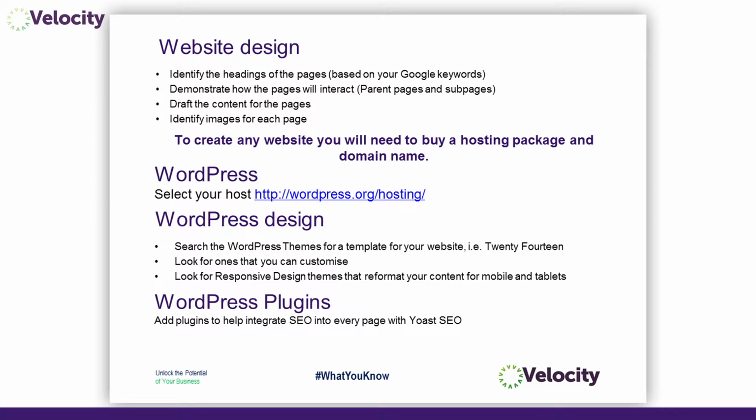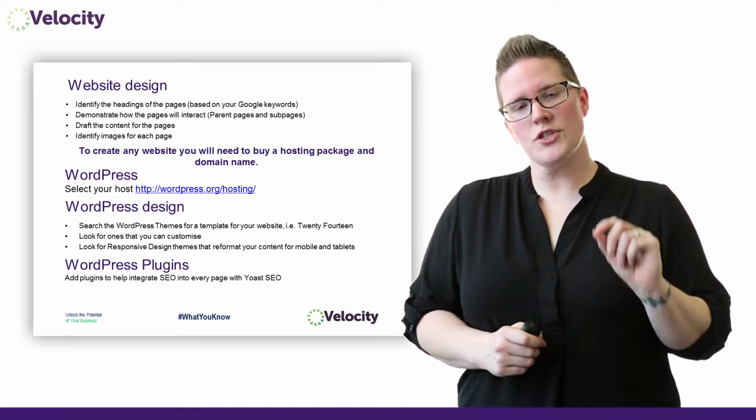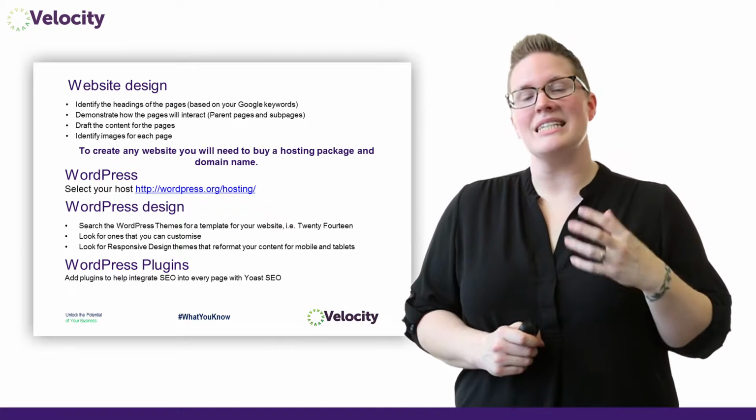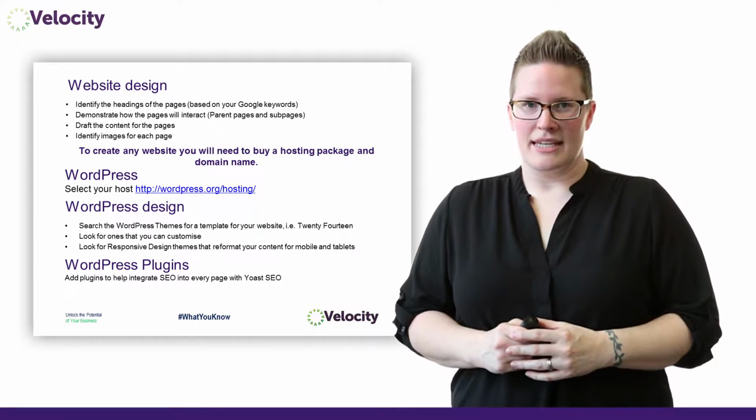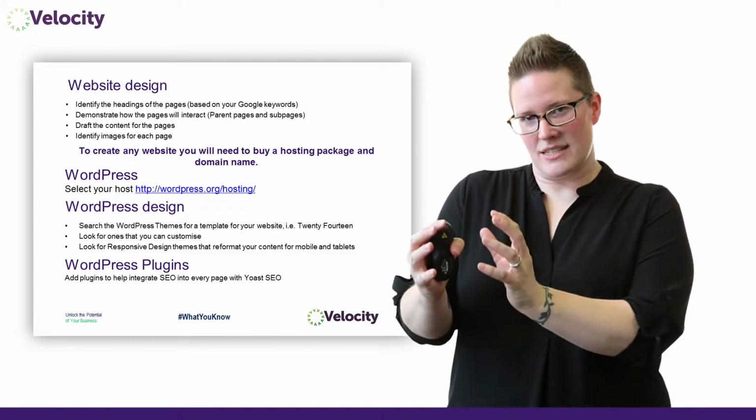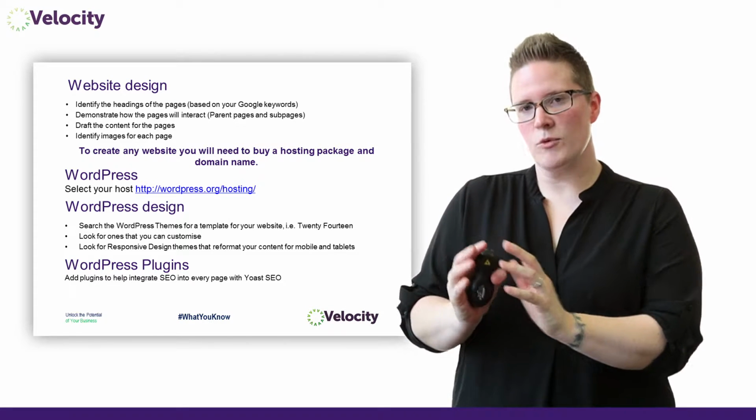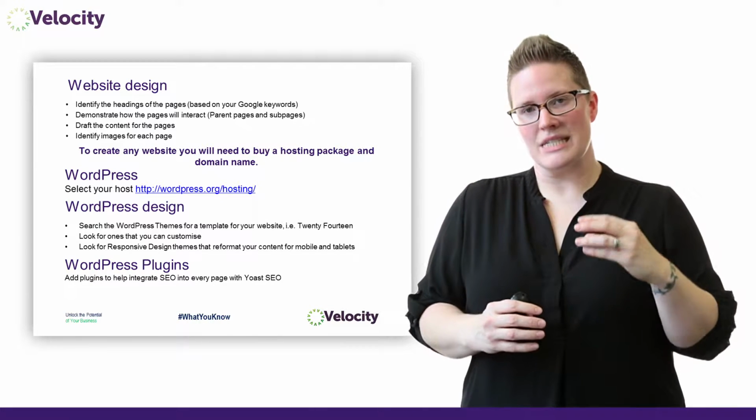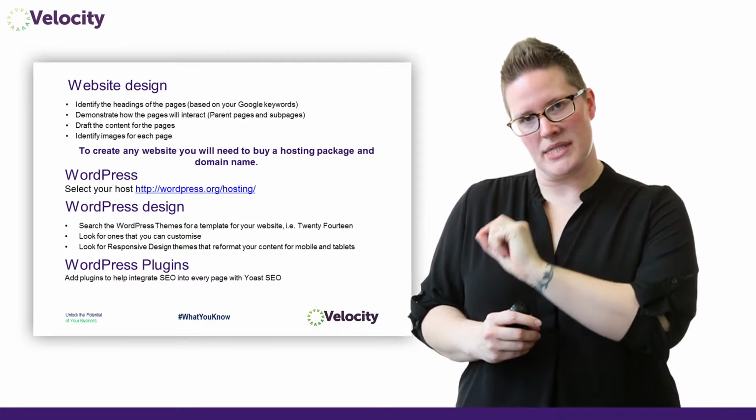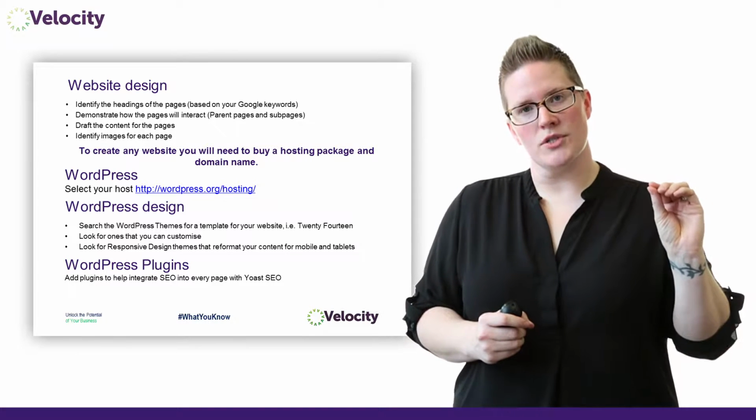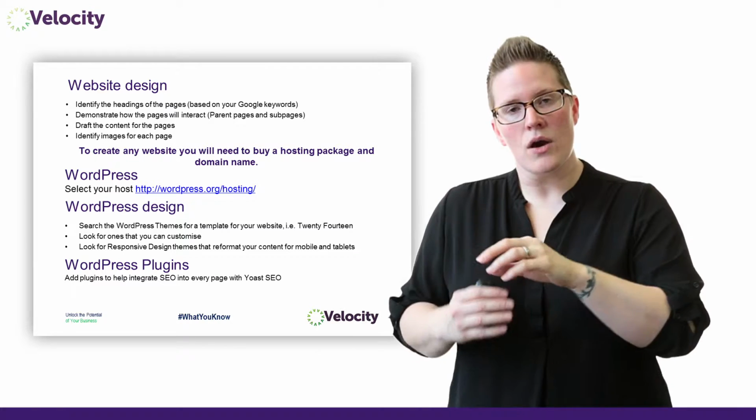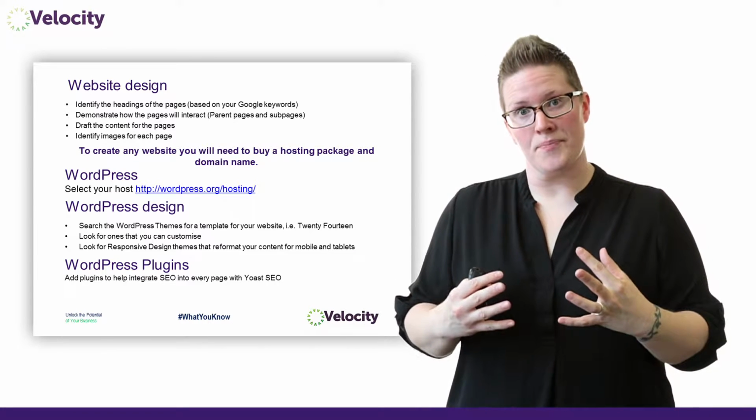So before you choose your content management system for your website, you have to buy a hosting package and a domain name. Once you've done that, you can then decide on the design of the website. Now, you can choose the website, the WordPress design, but before you do that, it would be really useful to design the actual structure of the website. Where do you want your customers to go to? From where? Where should the pages follow on from?